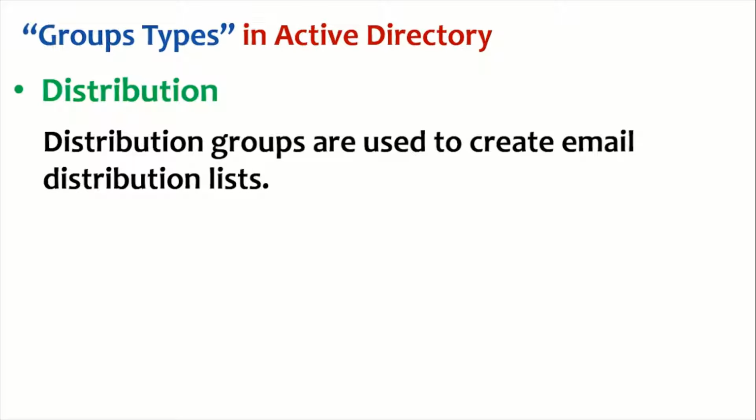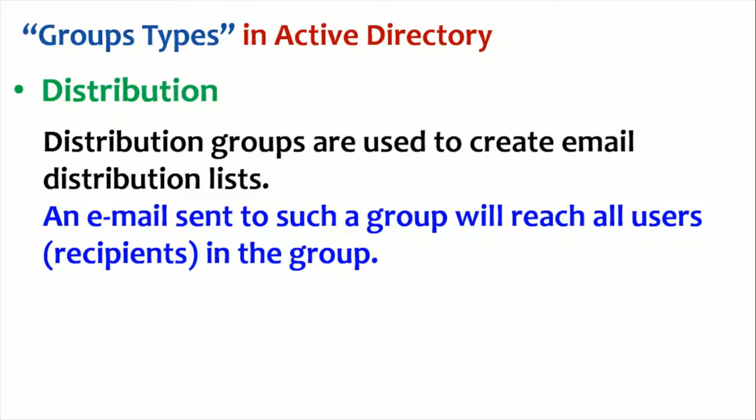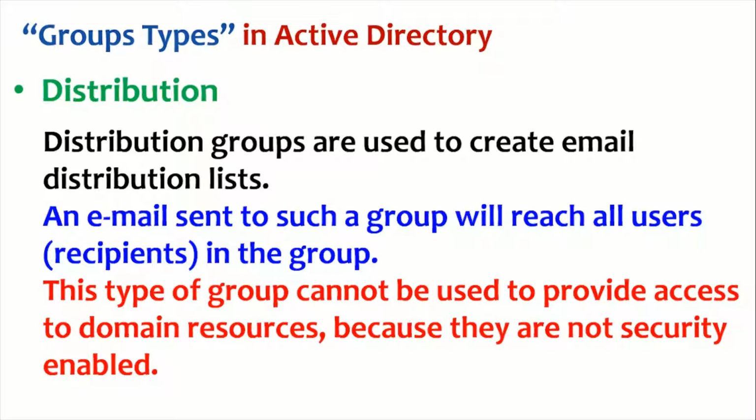Distribution groups are used to create email distribution lists. An email sent to such a group reaches all the recipients of that particular group. And this type of group cannot be used to provide access to domain resources because they are not security enabled. Distribution groups are only created for email distribution. They are not meant to assign permissions.